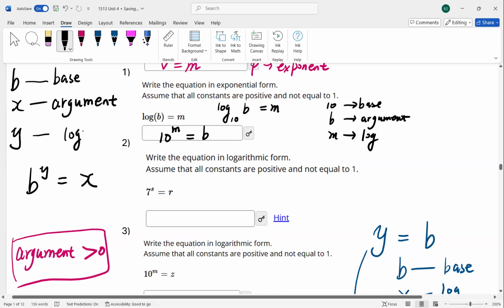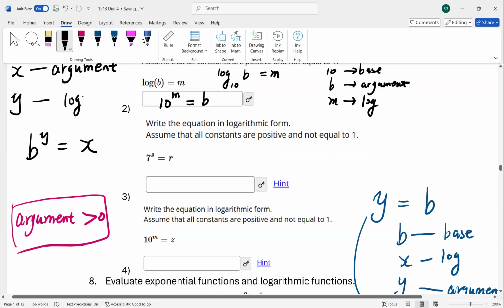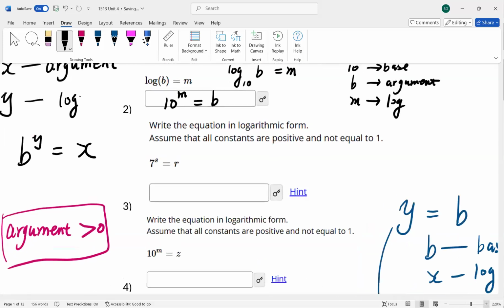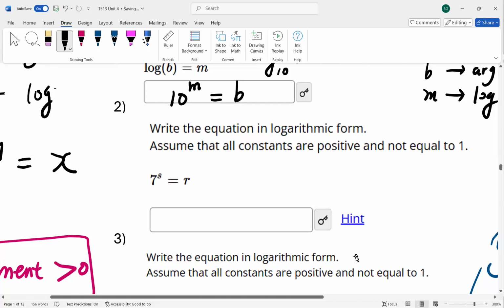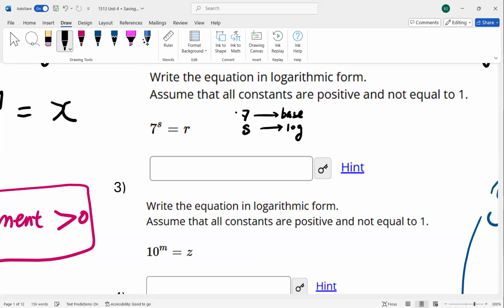Number 3, write the equation in logarithmic form. Assume all constants are positive and not equal to 1. The given, I think that's not 8. That might be S. Give me 1 second, let me double check. Yeah, that is S, not an 8. Okay, so we are given the exponential form. It's easy to identify 7 is the base, right? And the S on the shoulder of the base, that is the log. We only have 3 parts, remember? We already found our base and our log. Of course, the remaining part is going to be the argument. So this one is the argument, R.